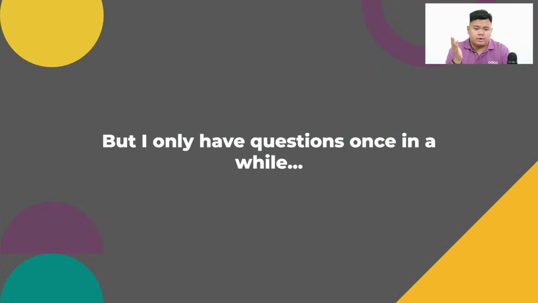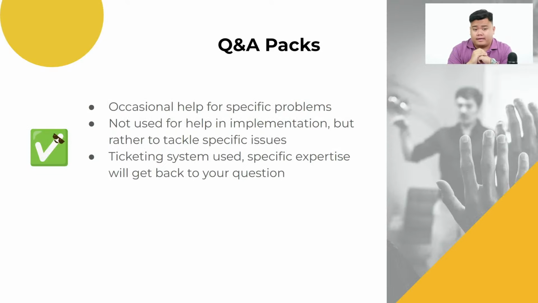Now, what if the second situation naman, right? Next one is, what if meron lang kayong mga katanungan every now and then? Hindi nyo naman talaga kailangan ng long-term assistance throughout your entire project, right? And the way you can have that is through what we call the Q&A packs. So this is very similar sa dedicated services, pero there are some key differentiators dito.